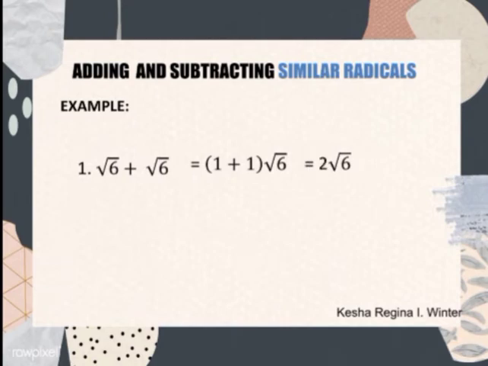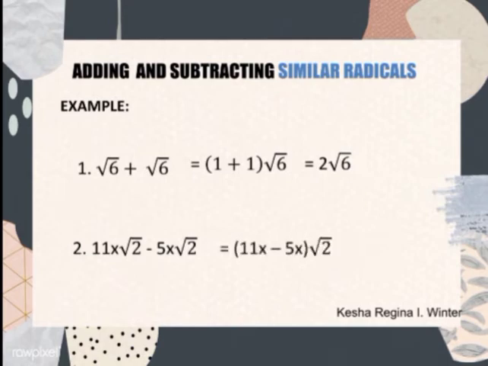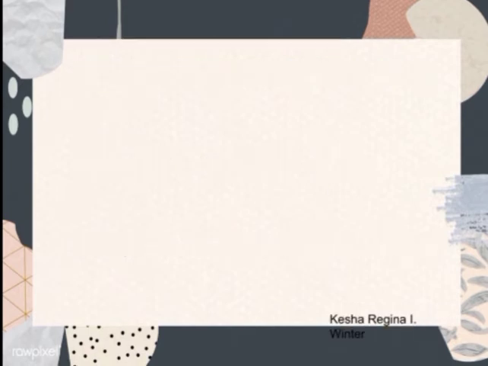Final answer, 2 square root of 6. Example number 2. 11x square root of 2 minus 5x square root of 2. Copy 11x, operation is subtraction. Minus 5x, copy the common radical, which is square root of 2. 11x minus 5x equals 6x, copy square root of 2. Final answer, 6x square root of 2.